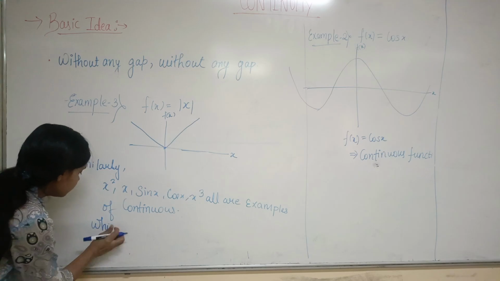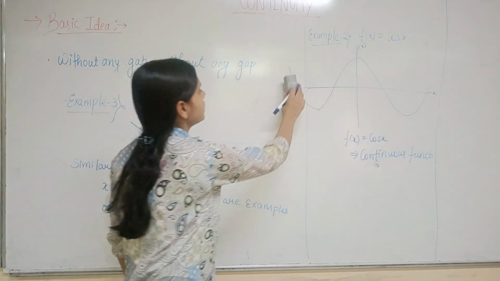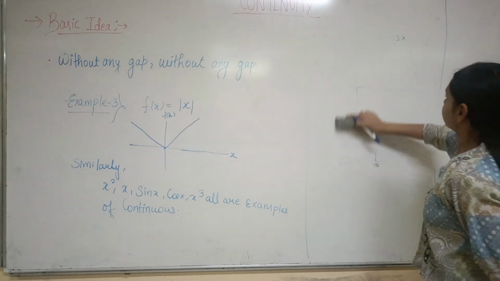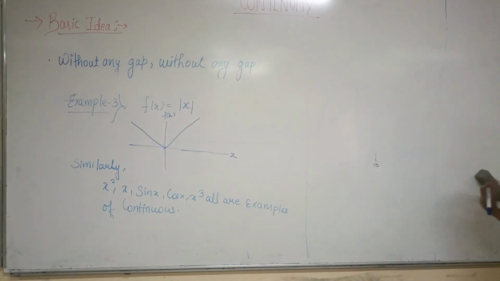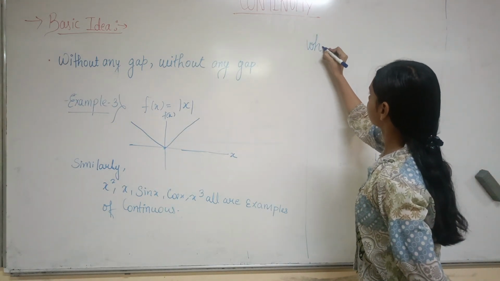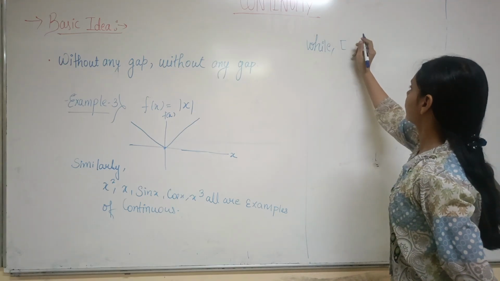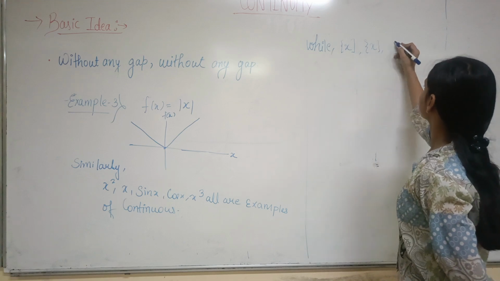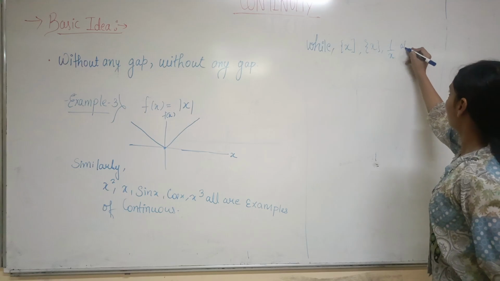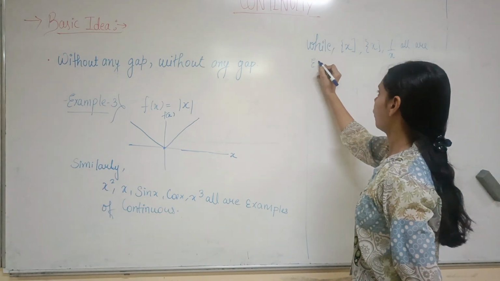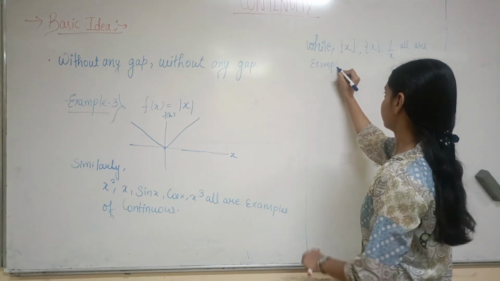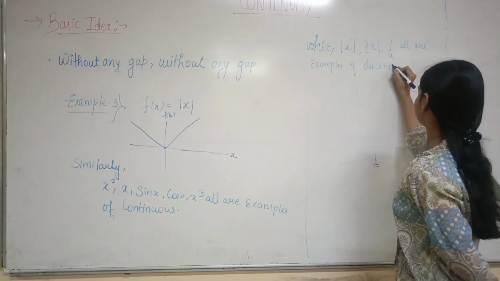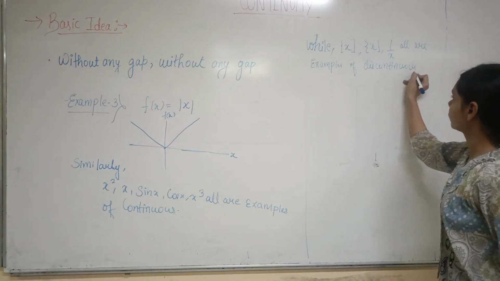while I use this side of the board, mod x, greatest integer function, 1 by x, all are examples of discontinuous functions. Right?